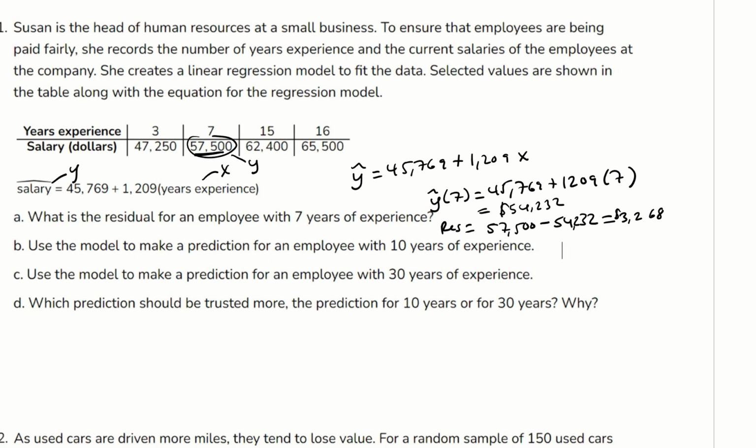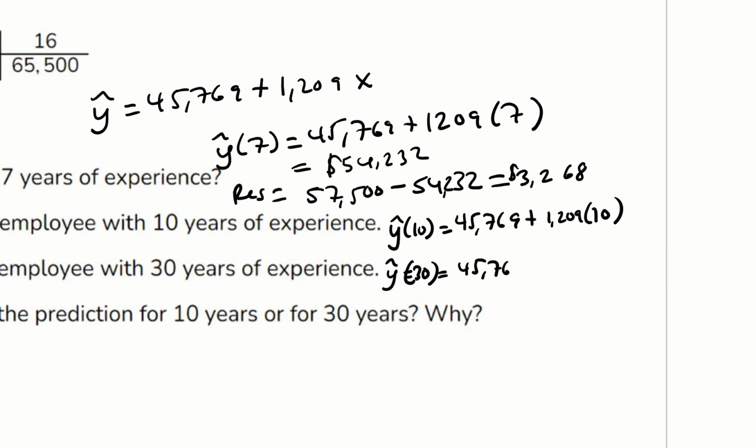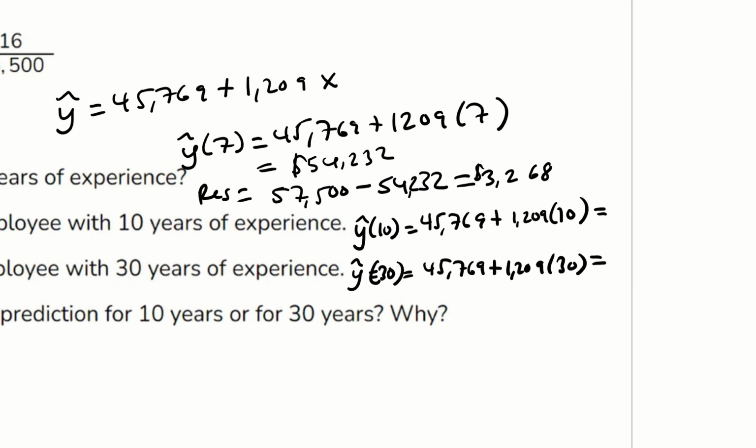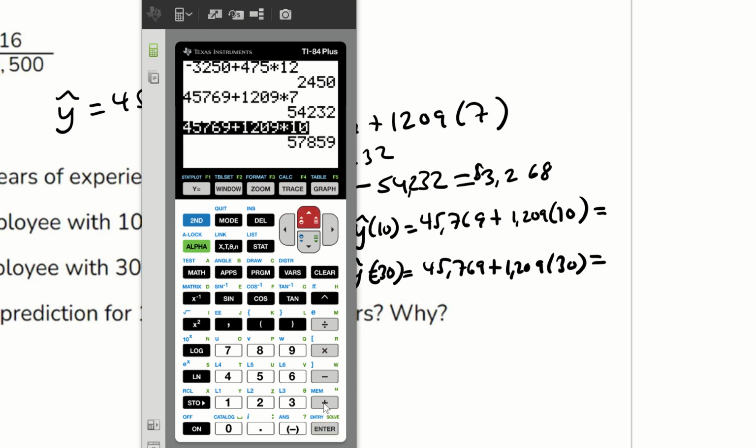Use the model to make a prediction for an employee with 10 years experience. We're just going to make a prediction. So y hat of 10 equals, and again we're going to plug 10 into our equation. I'm just going to show my work. Then this one is make a prediction with 30 years of experience. If I plug that in, I'm just going to change that number to 10, and then repeat that and change that number to 30. All right, so those are our two predictions, $57,859.